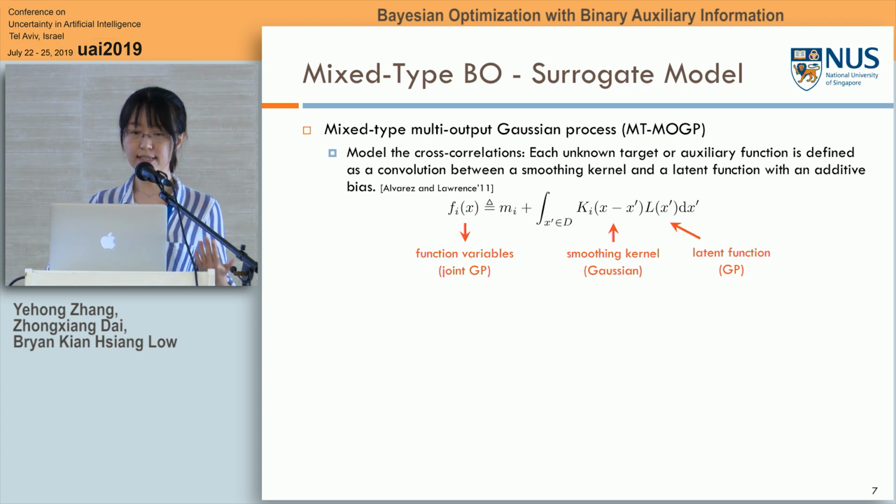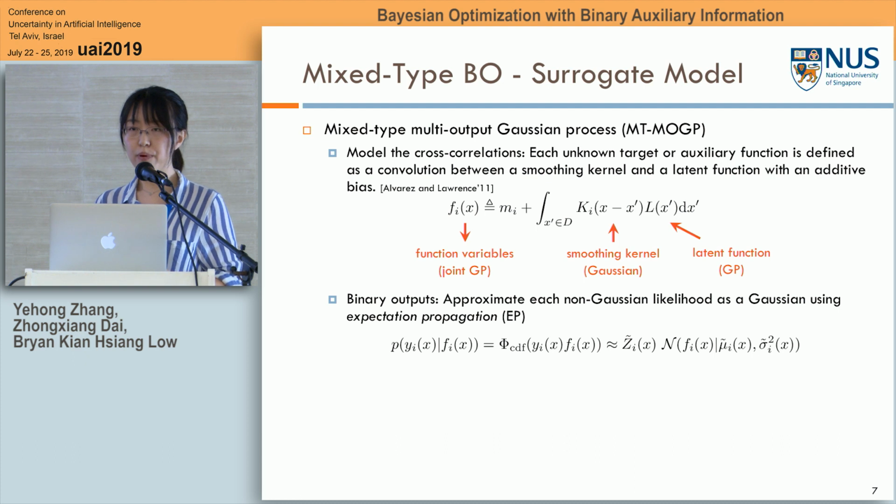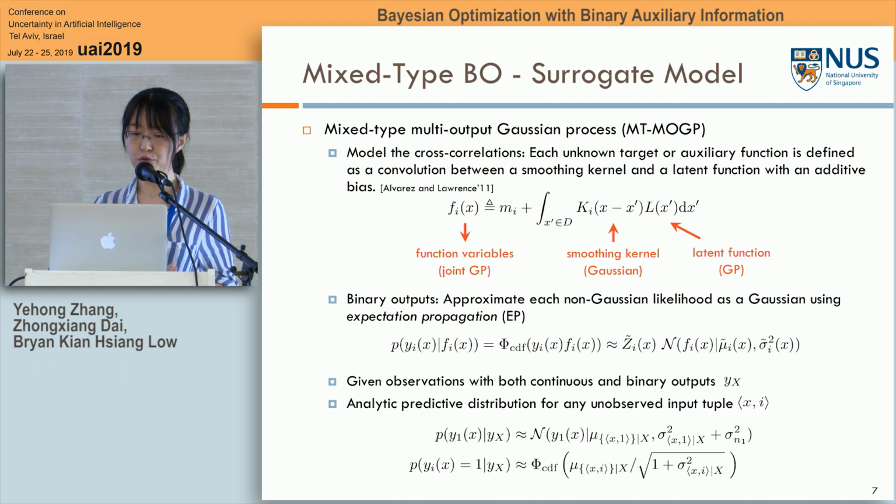Then to generalize this convolutional MOGP to the mixed type outputs, we approximate the non-Gaussian likelihood for the auxiliary function as a Gaussian using the expectation propagation method. After doing this, given a set of observations with both continuous and binary outputs, the mixed type MOGP model can give an analytic predicted distribution at any input point for both the target and the auxiliary outputs.